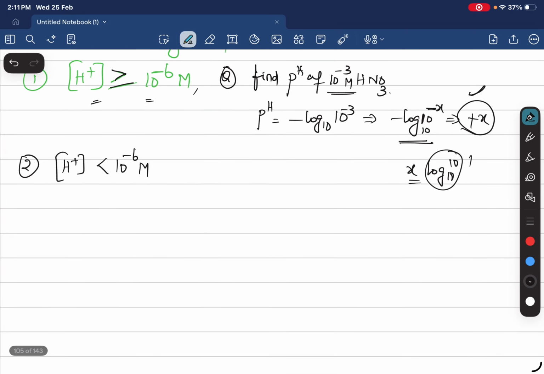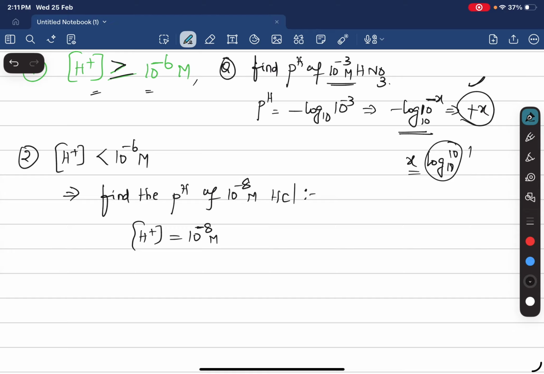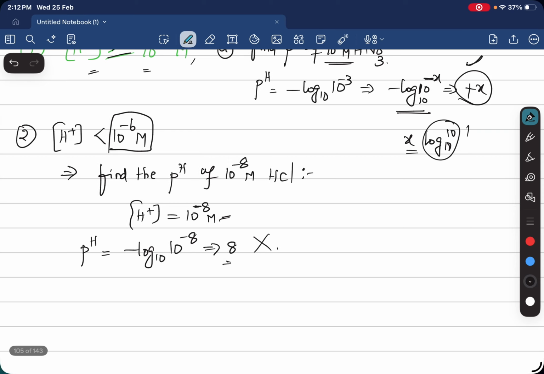then we can use another way to calculate pH. Let's find the pH of 10 power minus 8 M HCl. Then what is the result, students? Here the H plus given is 10 power minus 8. pH equals negative log base 10 of 10 power minus 8, we can take it as 8, which is a wrong answer, because if the H plus ion concentration is less than 10 power minus 6, we cannot do it this way. What we have to do is take the water's H plus ion concentration also. H plus net value equals H plus from acid plus H plus from water.